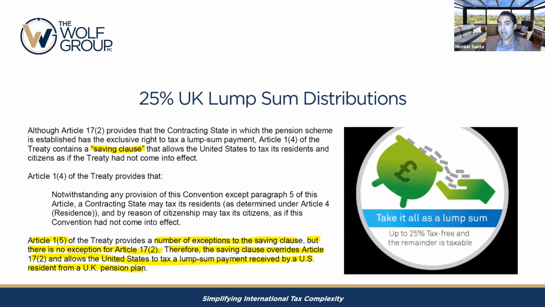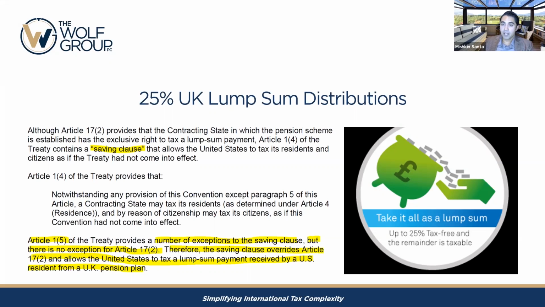A common question we get out of the UK is the 25% lump sum distribution. The snip that I have here for you is actually from a private letter ruling, which is one of the handouts. It does a great job at talking about the savings clause and what does or does not apply. Here the IRS is saying, look, under the treaty, there is this provision 17.2 that says you take the lump sum out, you're not taxable on it. Unfortunately, it's not one of the carve outs for the exceptions to the savings clause.